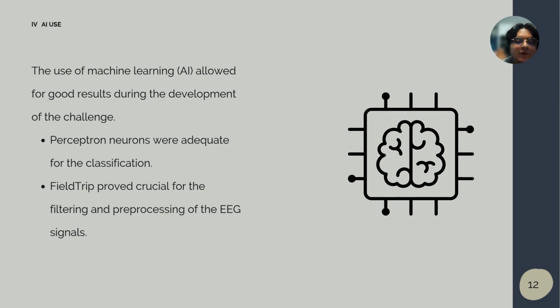During development of this project, artificial intelligence, especially machine learning, played a key role in achieving strong results. Perceptron-based neural networks proved to be effective for classifying attention levels from EEG data. Additionally, the filter toolbox was essential for filtering and preprocessing the EEG signals, ensuring clean and reliable input for the model. Together, these tools allow us to automate the classification process and support our hypothesis with solid performance.